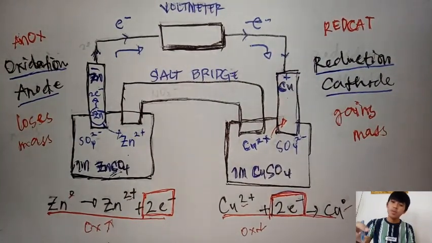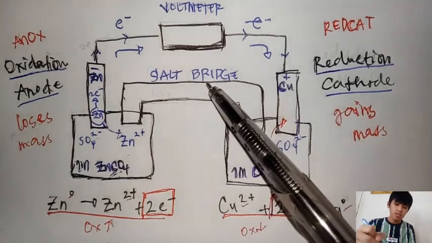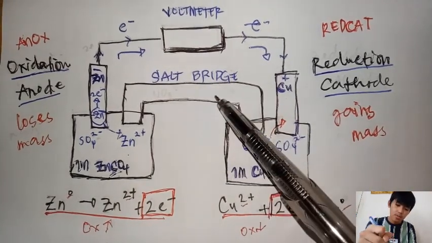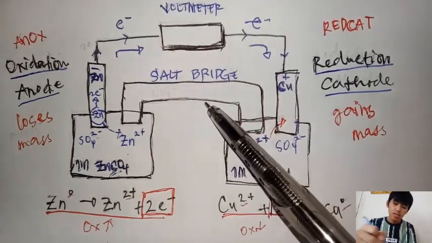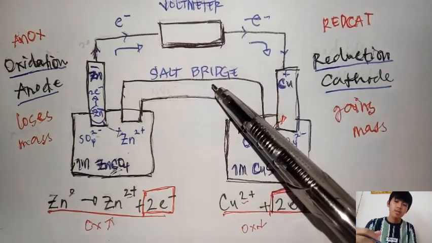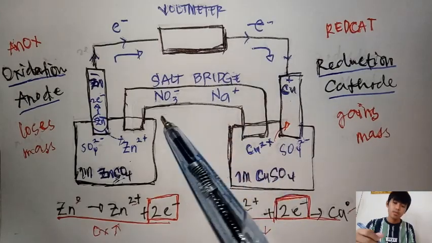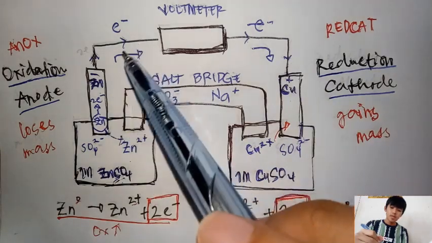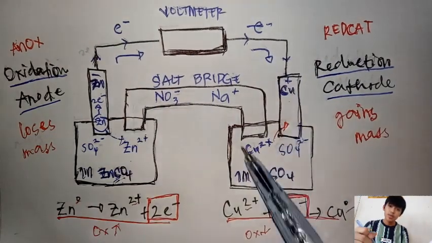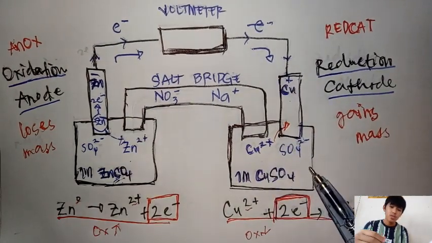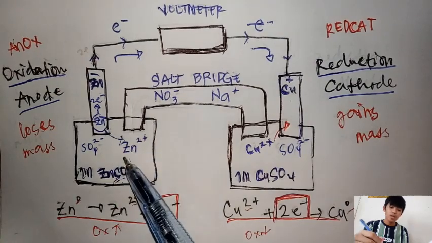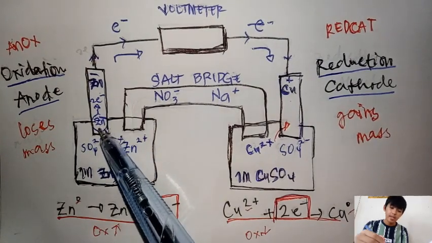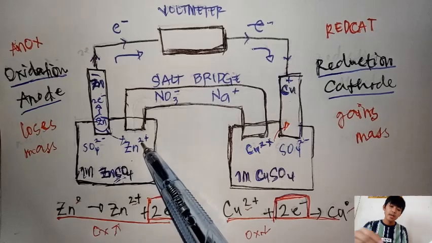So there is another element that we need to talk about. It's the salt bridge. So what's the purpose of this? Why do we need this? The purpose of the salt bridge is to keep these solutions neutral. Let's say, for example, we have sodium nitrate in the salt bridge. As the electrons flow from the anode to the cathode, this half cell becomes negatively charged, while on the left side it becomes positively charged, because as the zinc atoms leave the electrode, we have an accumulation of zinc 2+ ions in the solution.